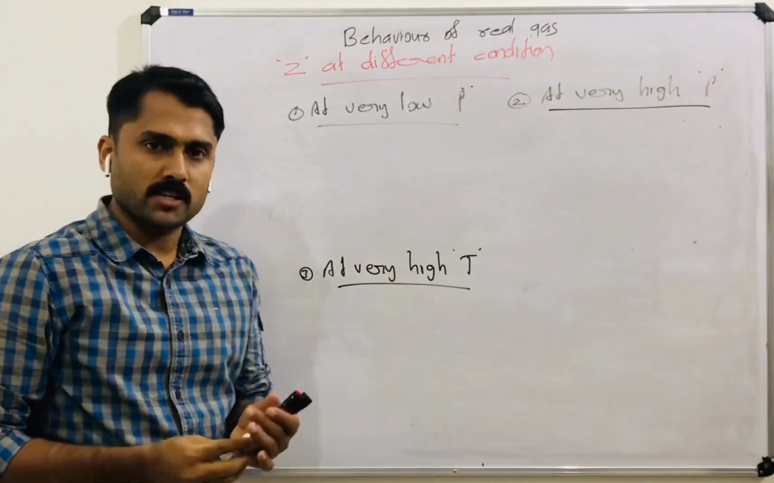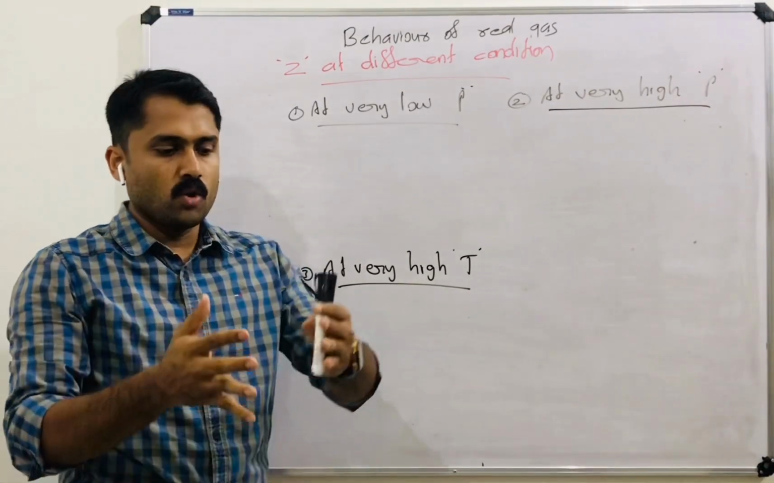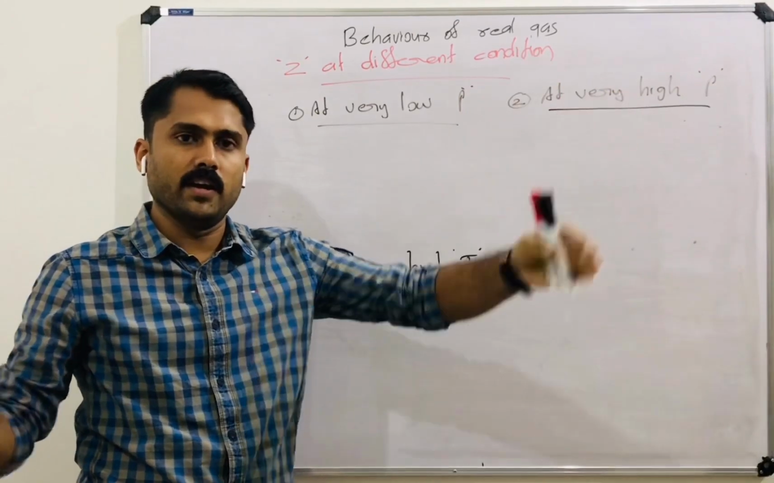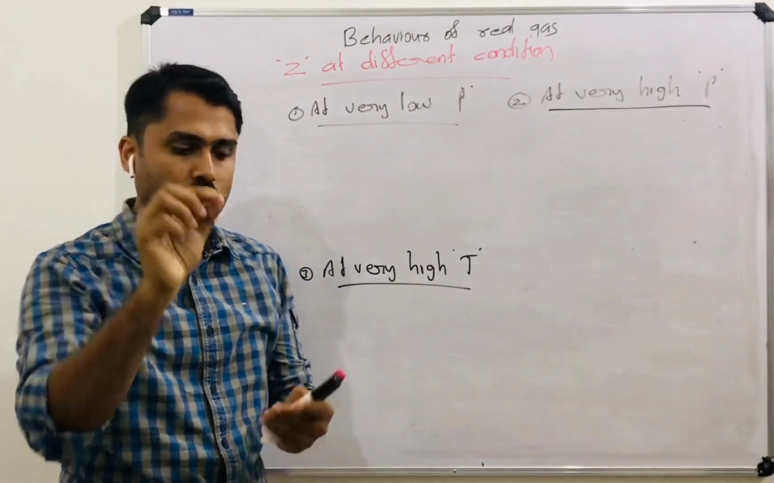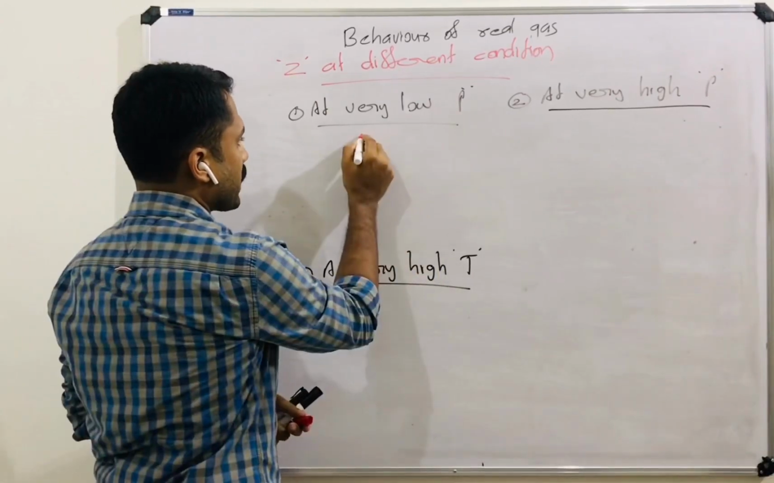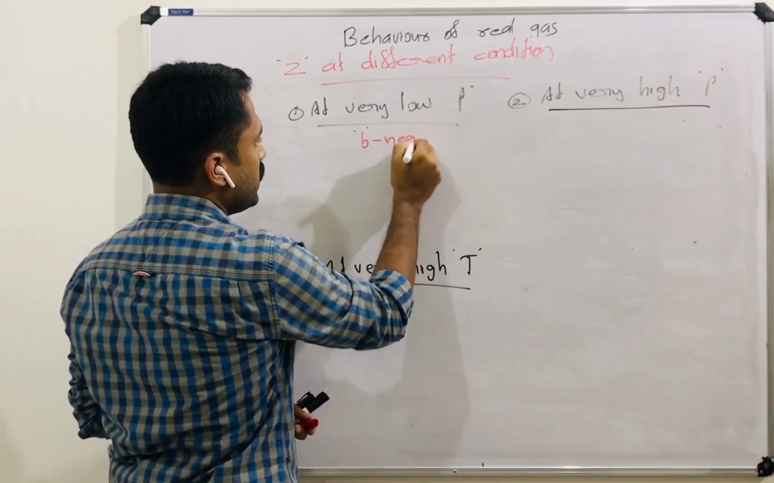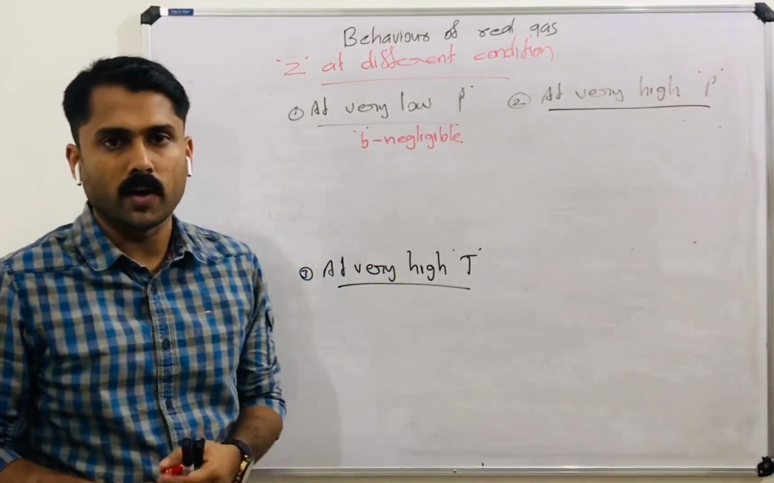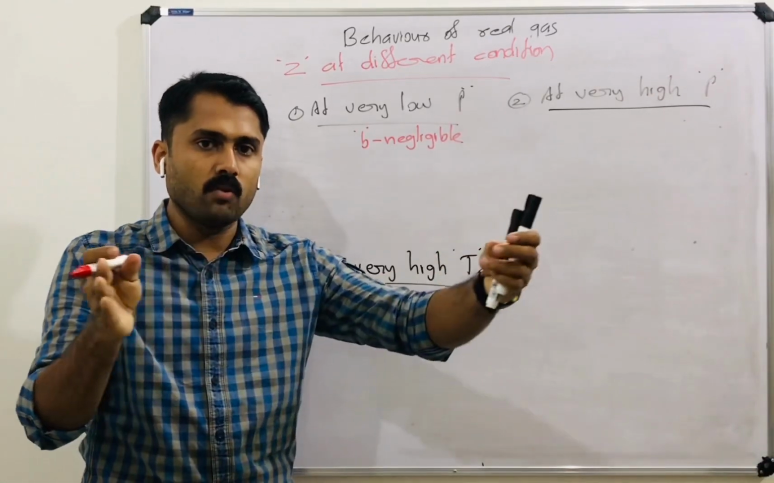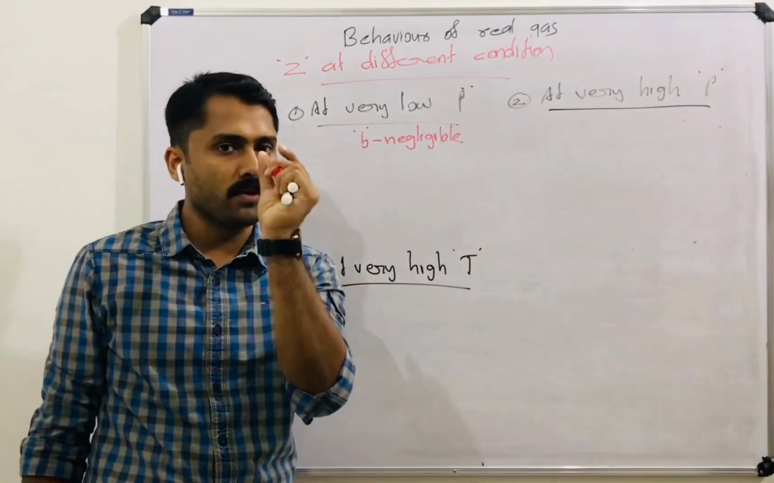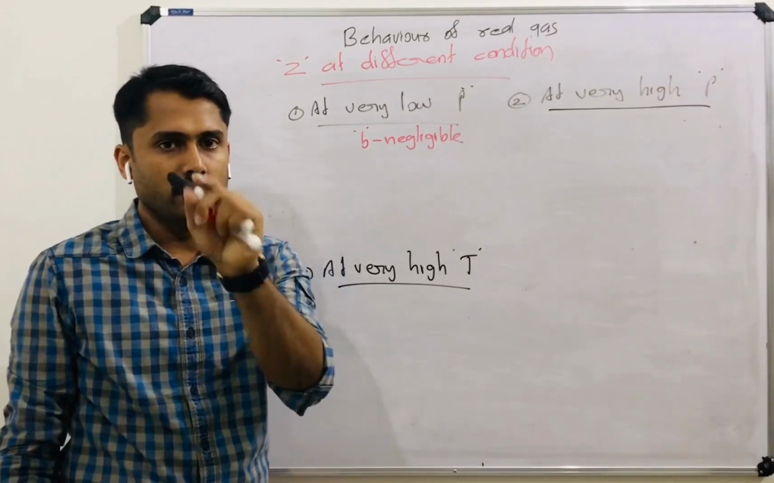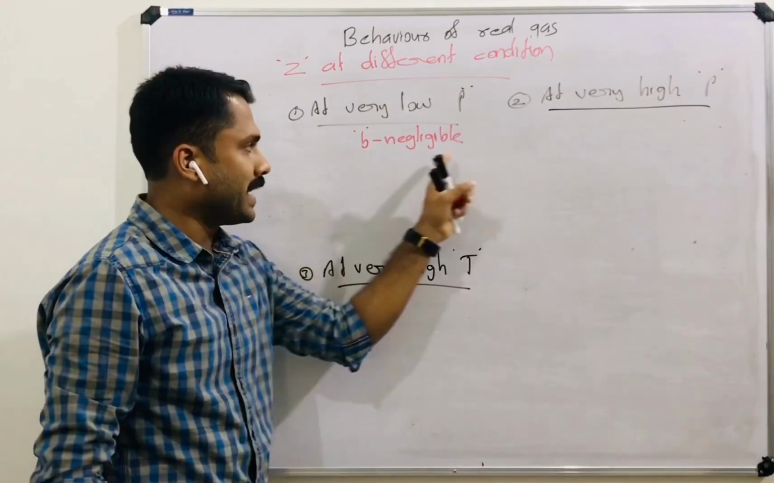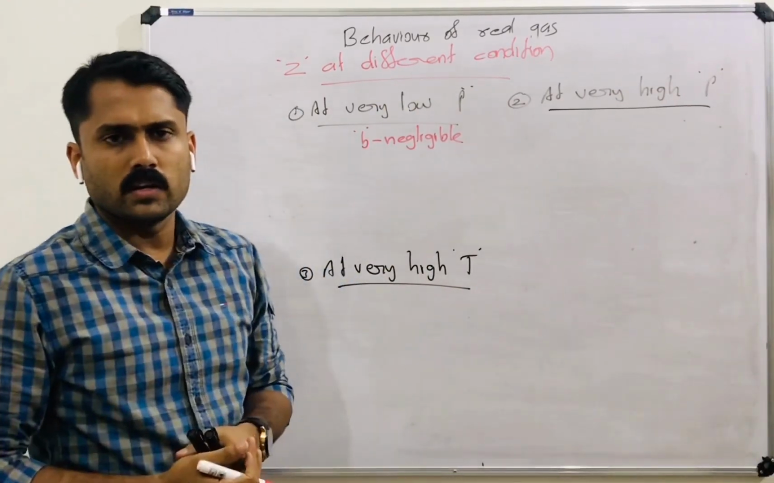At very low pressure means volume of gas is very high. If volume of gas is very high, the volume occupied by gas molecules, that is the B factor, will be negligible. Why? At very low pressure, total volume of gas is very high, so volume of each molecule becomes negligible. We know value of B depends on volume of gas molecules occupied. That will be negligible.